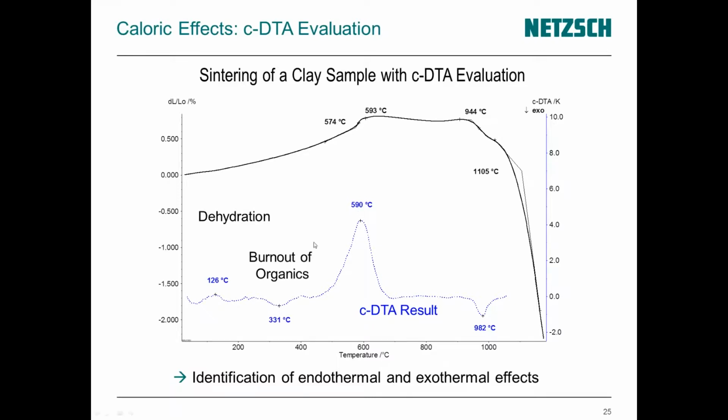Then we have a huge endothermic effect with a maximum at 590 degrees C, which is the dehydration of the clay. And then here at the end of the measurement, we have a small exothermic effect, which is a phase transition in this case. So with using CDTA, you can get also additional information about endothermal and exothermal effects inside your sample.